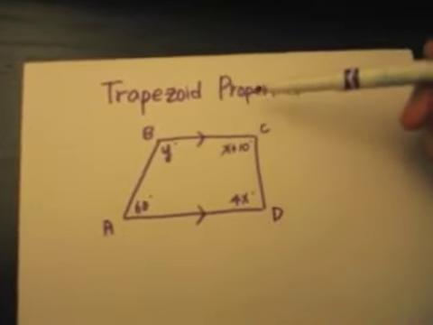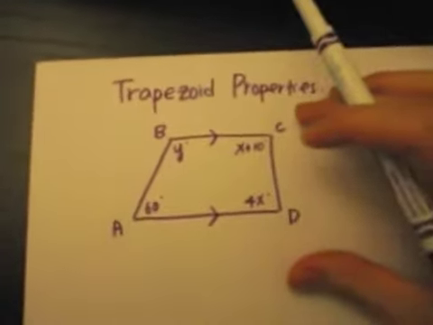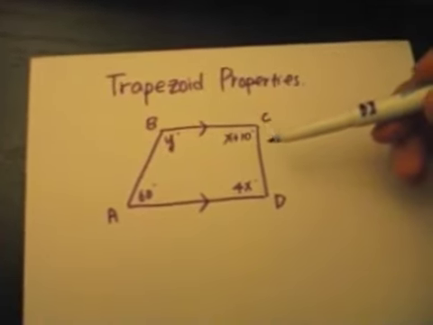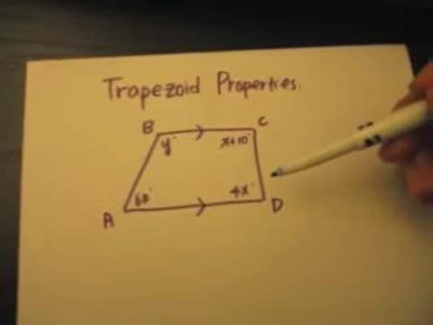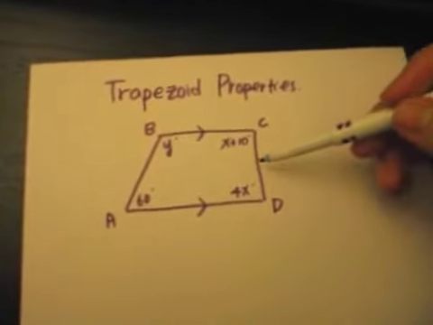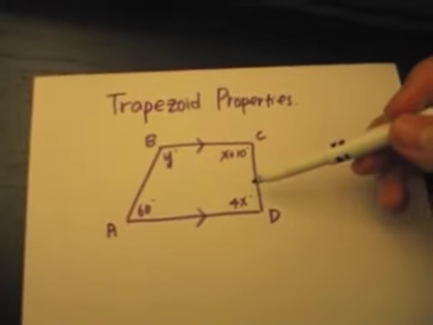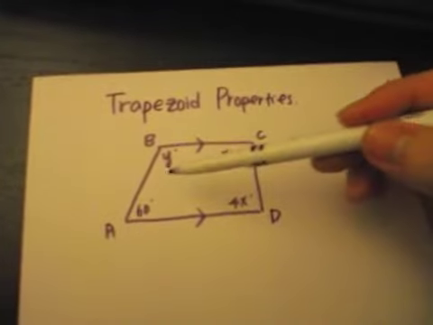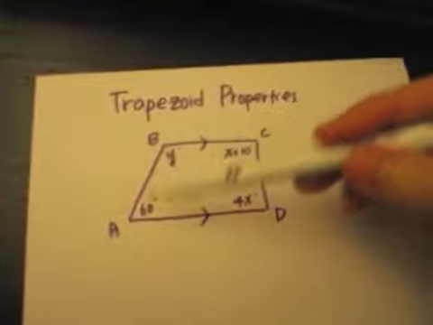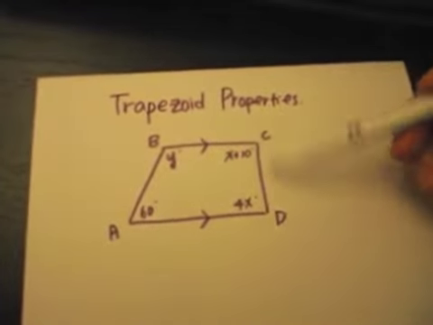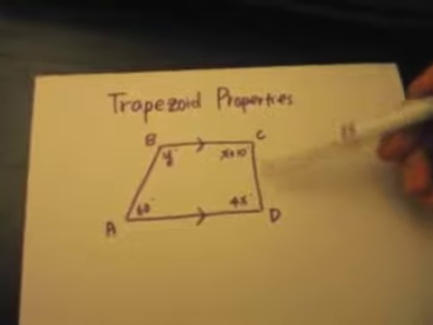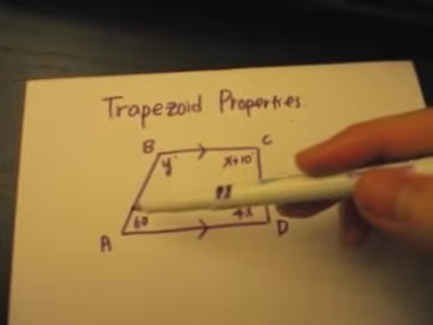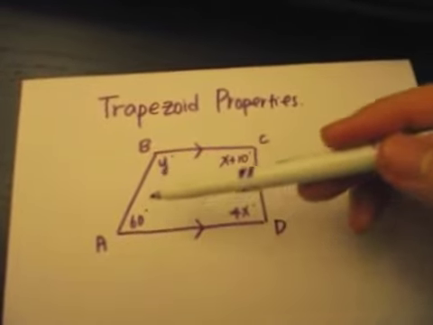One of the properties we talked about was something to do with the consecutive angles of a trapezoid. The consecutive angles of a trapezoid are the angles that share the same leg. So what is the leg? Well, the leg is the non-parallel sides of the trapezoid. I have AB, that's one of my legs, and line segment CD, that's my other leg. So the angles that share the leg AB are Y and 60.